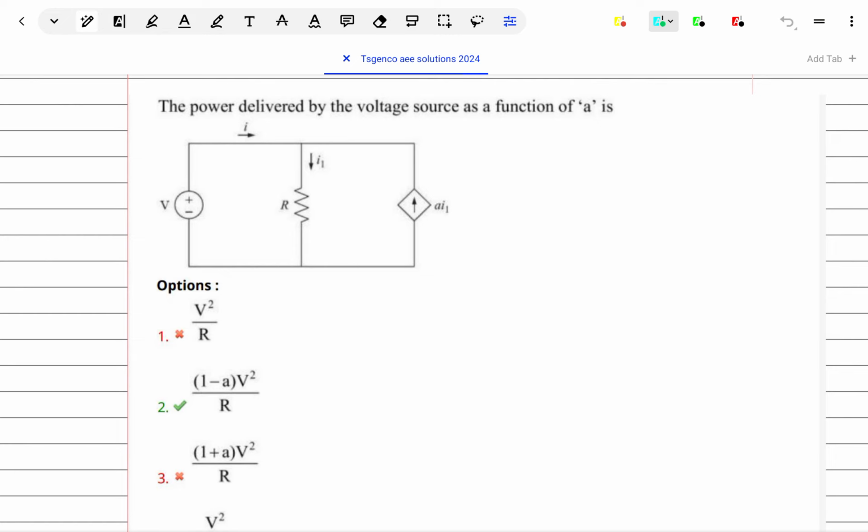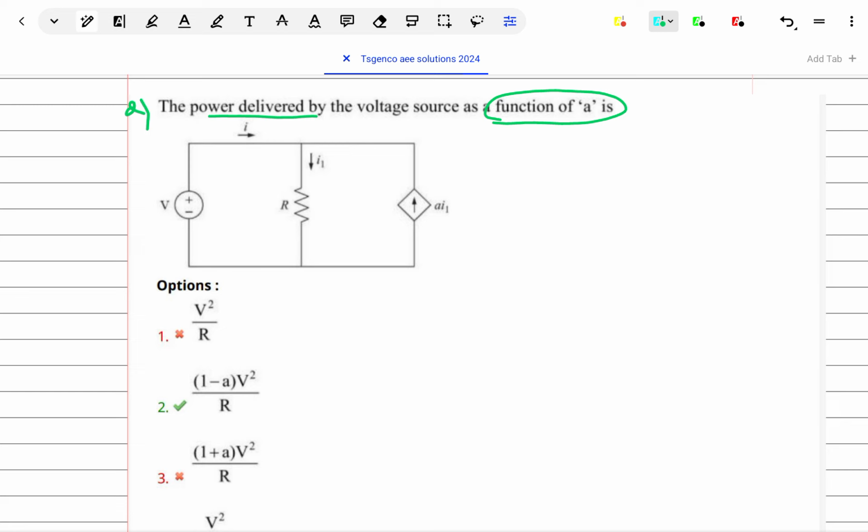In this video, we'll continue the TSGENCO AE Solutions 2024, and the question here is from networks, a very simple question. In this question, the examiner asked to find the power delivered by the voltage source as a function of A. Okay, that's what we need to find.